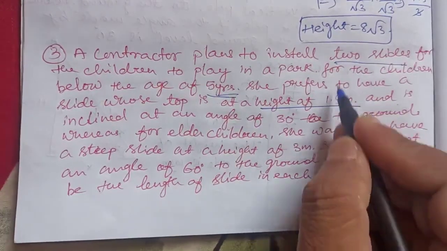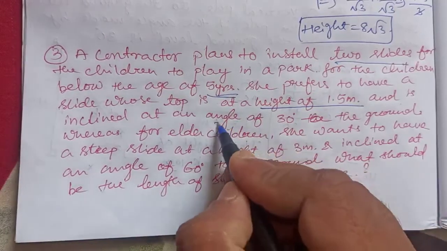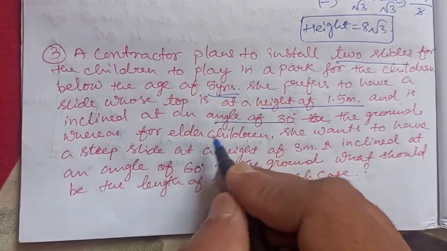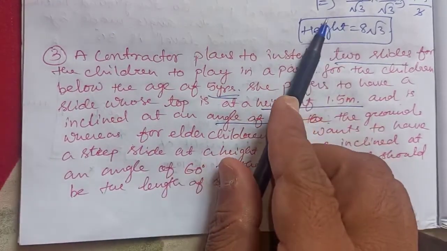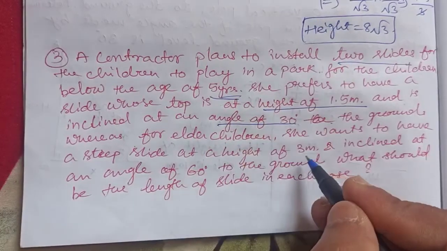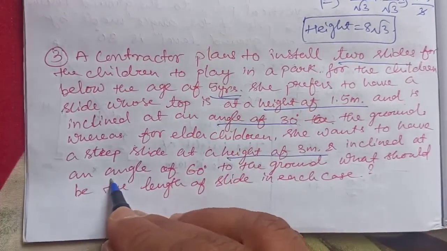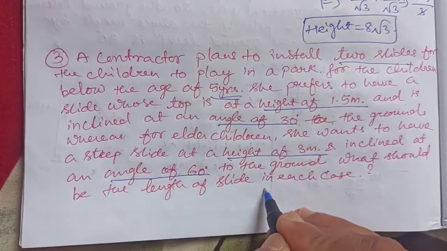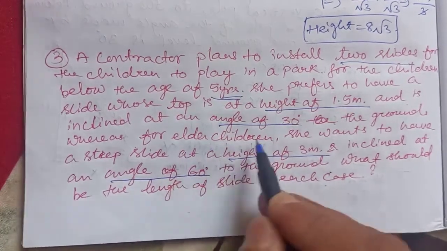Okay, whose top is at a height of 1.5 meter and is inclined at an angle of 30 degree to the ground. Whereas for elder children, she wants to have a steep slide. Steep means like this, more straight, at a height of 3 meter, inclined at an angle of 60 degree to the ground. What should be the length of the slide in each case? Okay, so we have to find out the length of the slides in both the cases.